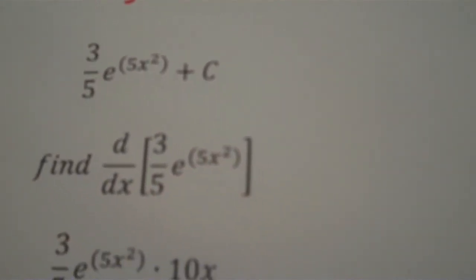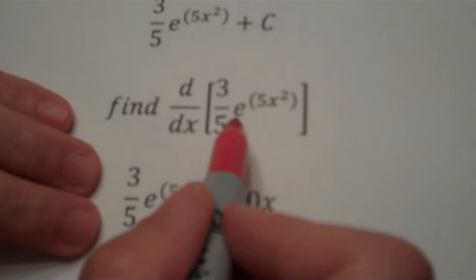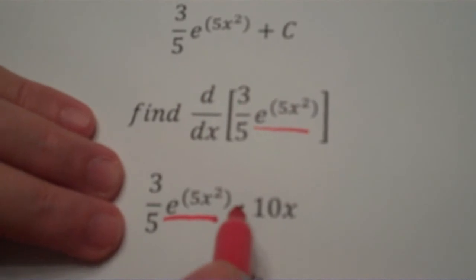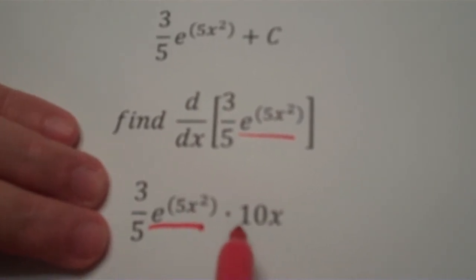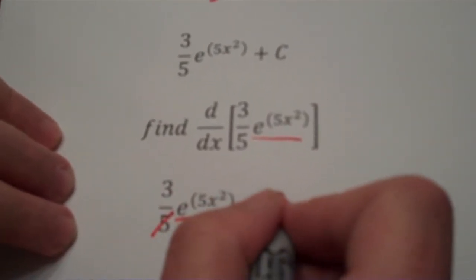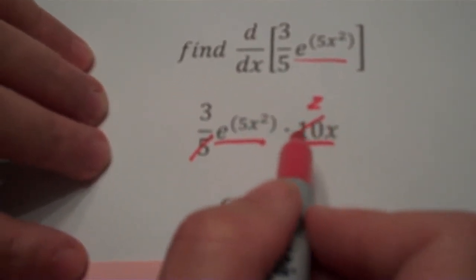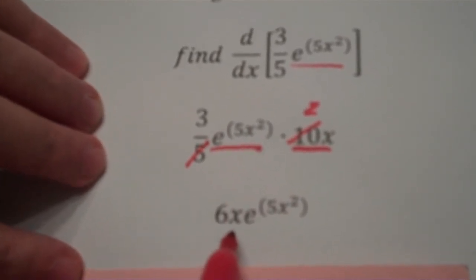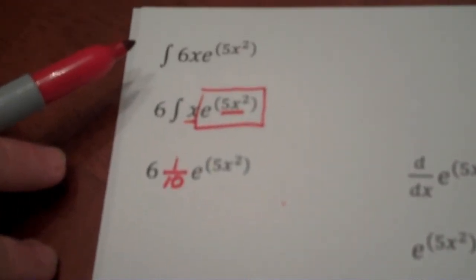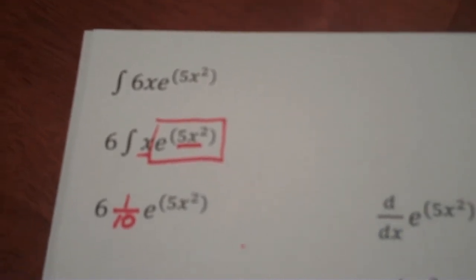First of all, remember, I can take that 3/5 out in front. And then if I take the derivative of my 5x squared, the derivative of e to the anything is that same e to the anything, times the derivative of what's inside, which is indeed my 10x. Once again, there's some simplification I can do here. Let's cancel my 5 with my 10, which leaves me with a 2. And I'll have 2 times 3, or 6x e to the 5x squared, which of course is exactly what I had in my very beginning problem. So I know now for certain that the answer I have, my integral, I did calculate it correctly.